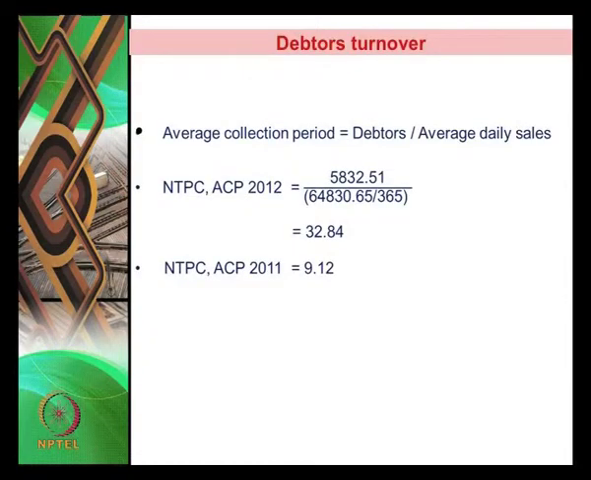64830.65 divided by 365, and this gives you the average collection period of 32.84 days. So that means in 2012 from the time NTPC has made a sale, it needs 32.84 days to get the cash from the customers. The customer takes broadly about a month to pay off its accounts receivable. Now let us look at what is the case in 2011. In 2011 it is 9.12. So there is a very dramatic increase in average collection period in 2012 as compared to 2011.